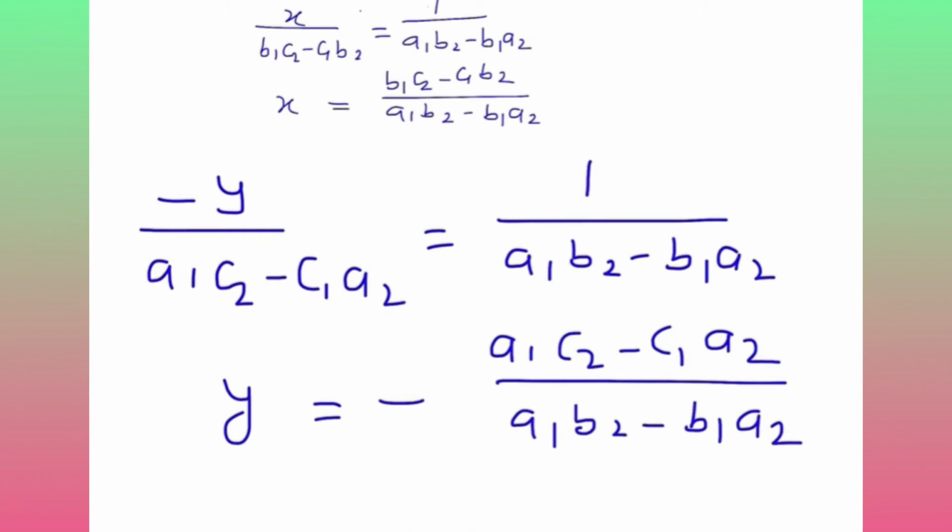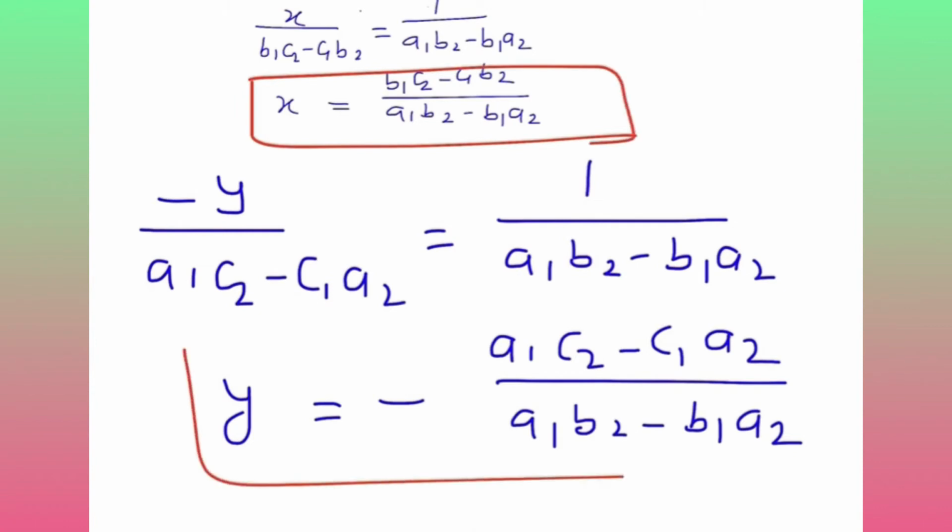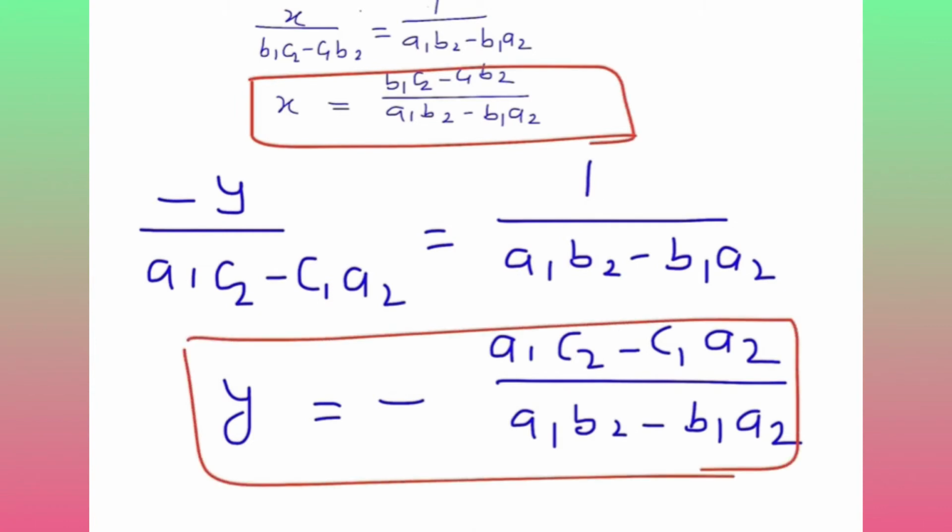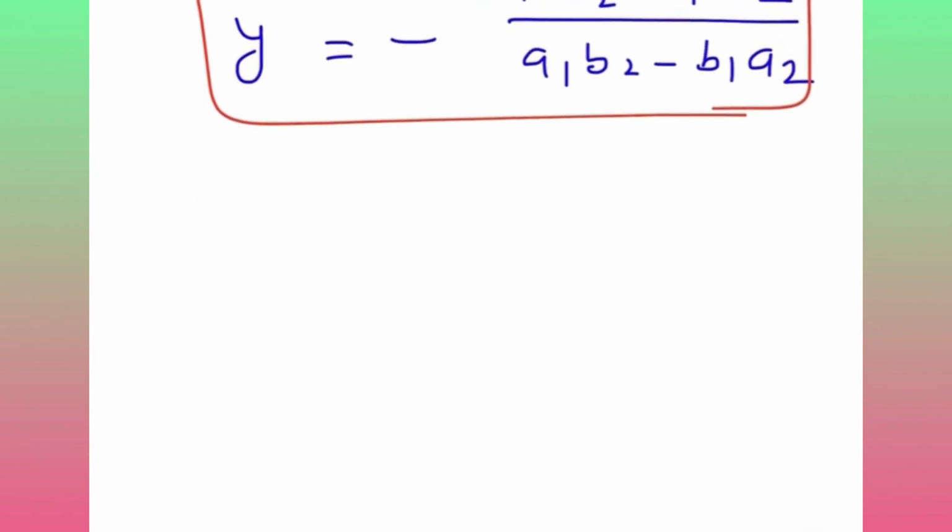Hence you will get the solution of the system of linear equations in two variables as follows. So this is the value of x and this is the value of y. So now dear, let us try to understand this solution, that is the cross multiplication method, by an example.